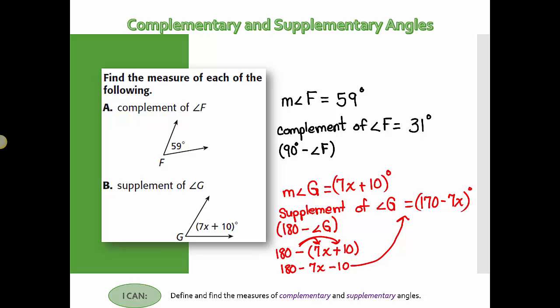So if I start with a number and I ask for the complement, I end with a number. If I start with an expression and I ask for the supplement, I end with an expression. But the way that it's found remains the same. In order to find the complement, you should do 90 minus the angle that you're given. And in order to find the supplement, you do 180 minus the angle that you're given.